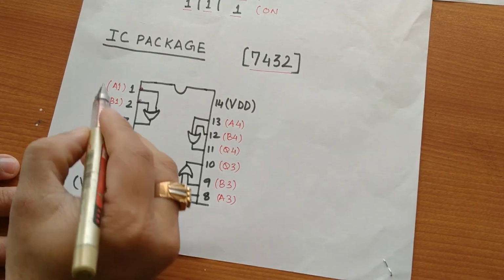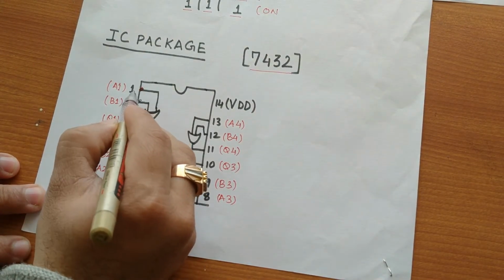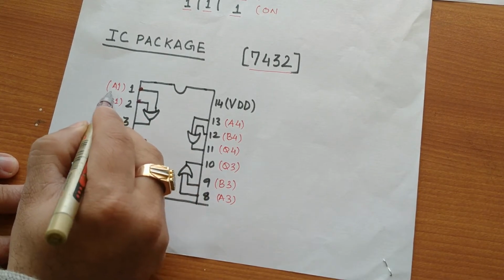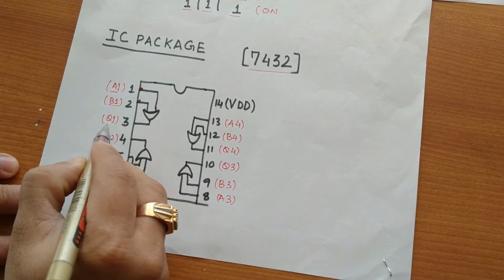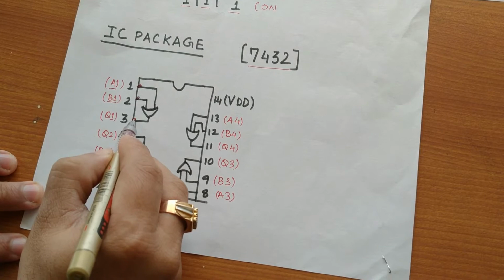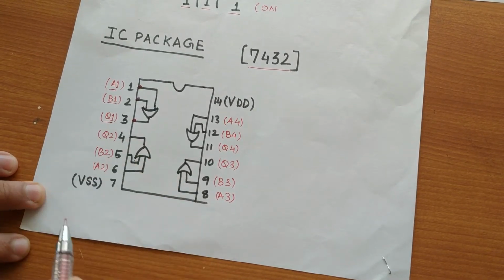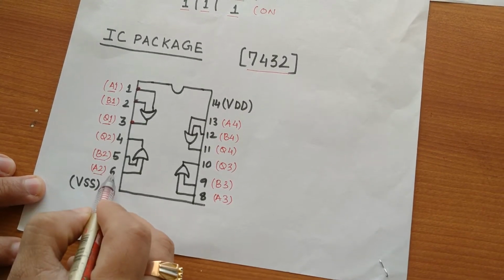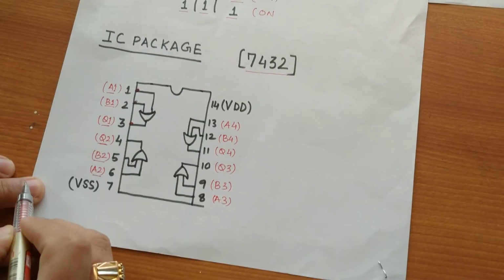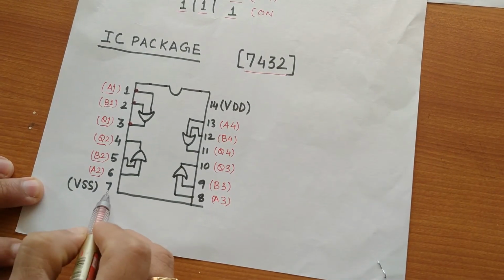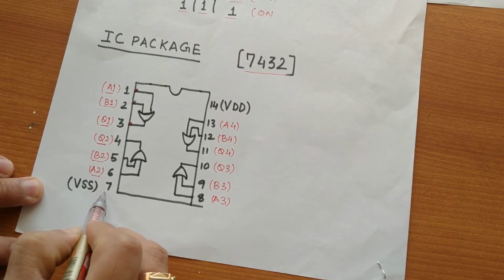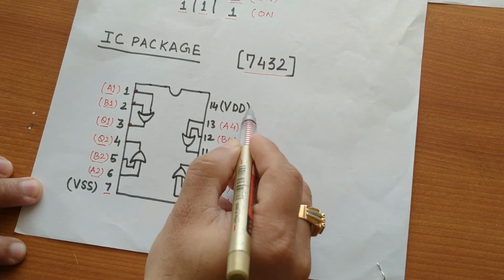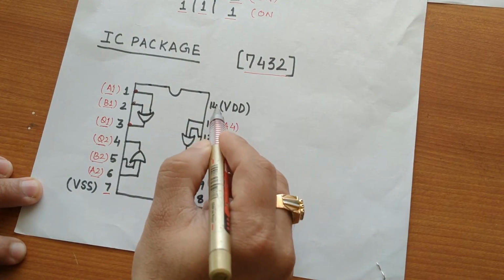Here we are using A1, that is pin number 1, as an input, and pin number 2 as an input. So I have written here A1 B1, and at the output we get pin number 3, which I have written as Q1. In a similar way, you can apply the inputs A2 and B2 at pin numbers 5 and 6, and get the output at pin number 4, that is Q2. You have to supply ground to pin number 7, and you have to apply VDD, that is plus 5 volt, to pin number 14.